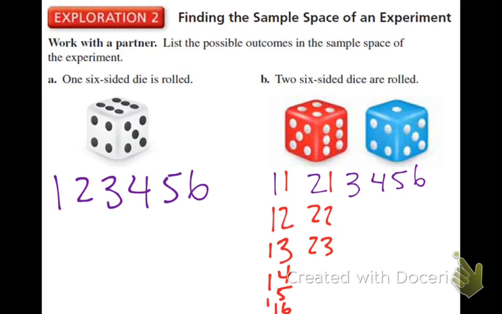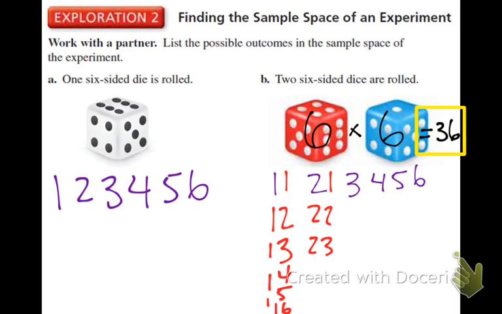How many possibilities are there when you roll the first dice? 6. How many are there when you roll the second? 6. What is 6 times 6? So there are 36 possible outcomes. Okay? This is called the counting principle. And I'll tell you a little bit more about it in a second when we go over sample space.